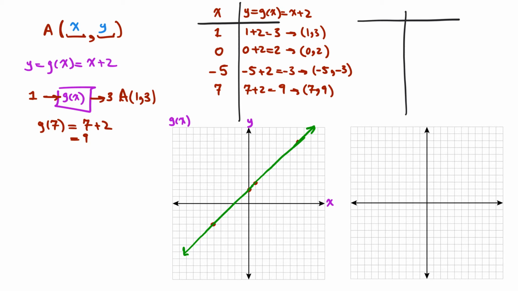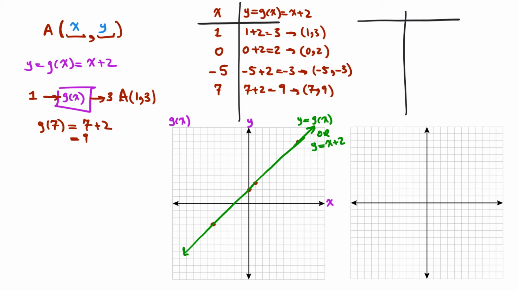And since I've drawn my graph, I should also label it. In this graph over here, you can either label it as g of x, because you know that y is equal to g of x, or you can label it as y is equal to x plus 2.